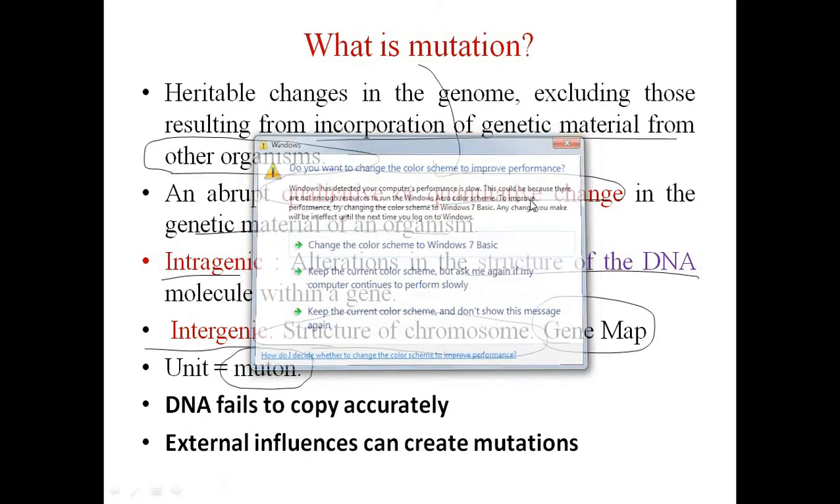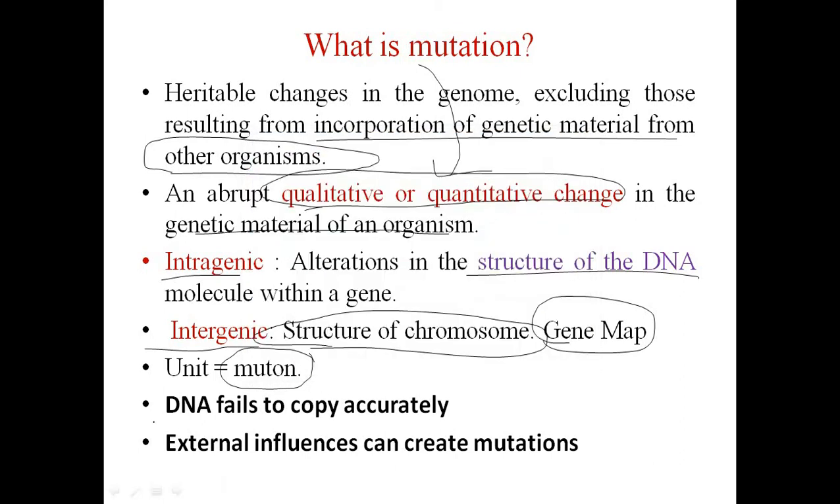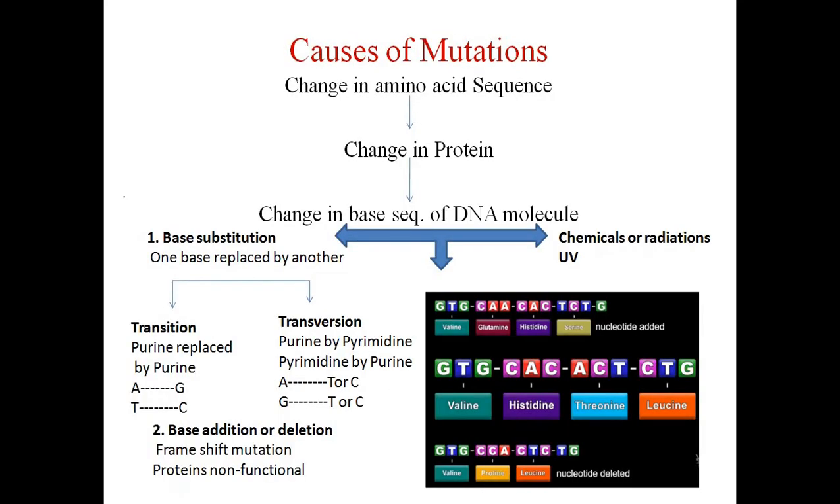Then what is the factor that causes mutations? Either DNA fails to copy accurately, or external factors influence it and lead to mutations. We will focus firstly on causes of mutations, how they are caused. First, it starts with a change in amino acid sequence, and obviously a change in amino acid sequence results from a change in the base sequence of a DNA molecule.